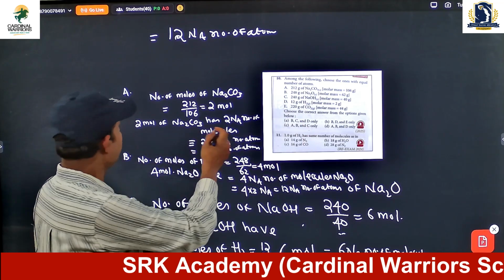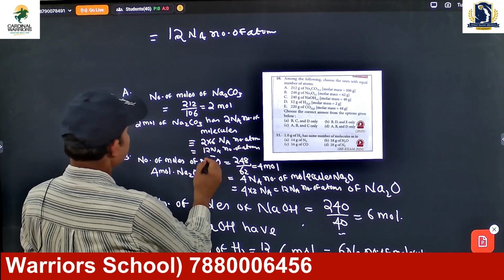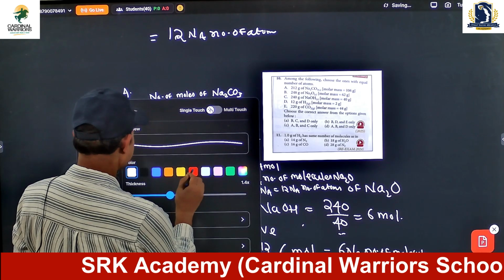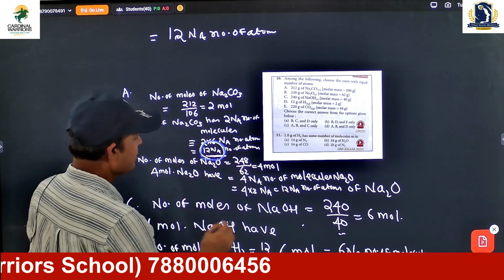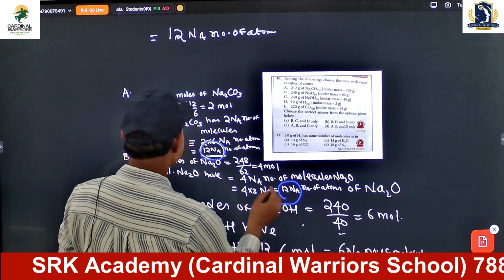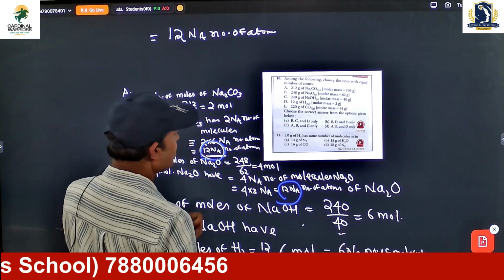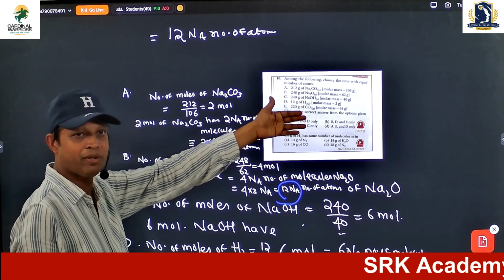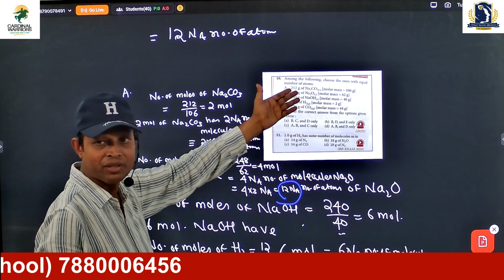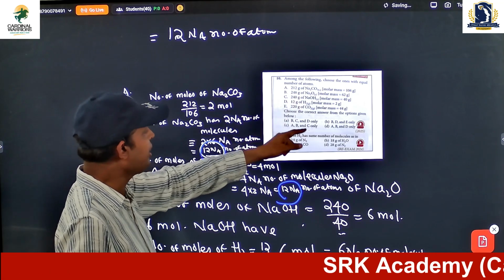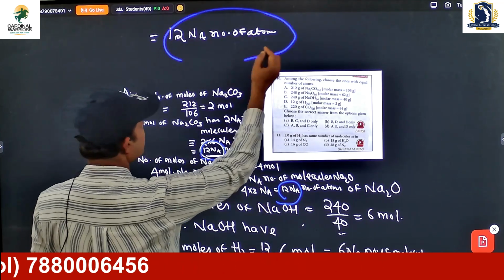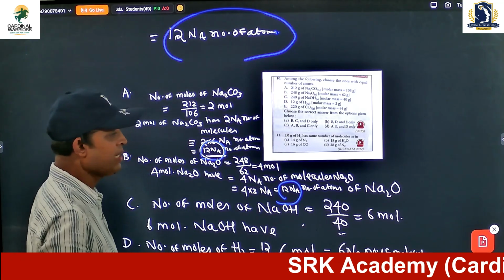So now we have seen that A has 12 Na number of atoms. Sodium oxide also has 12 Na number of atoms. Sodium carbonate also has 12 Na number of atoms, and so also 12 gram of S2 has 12 Na number of atoms, right? So A, B and D only. So D is the right option.